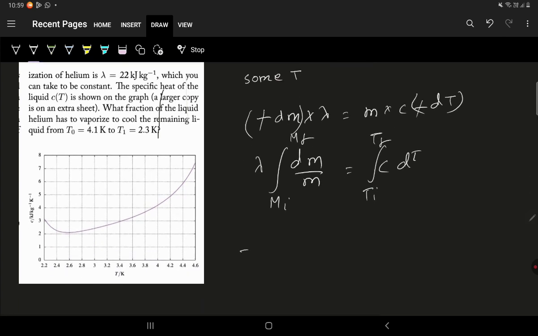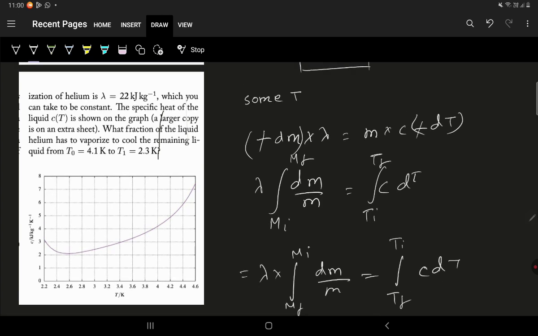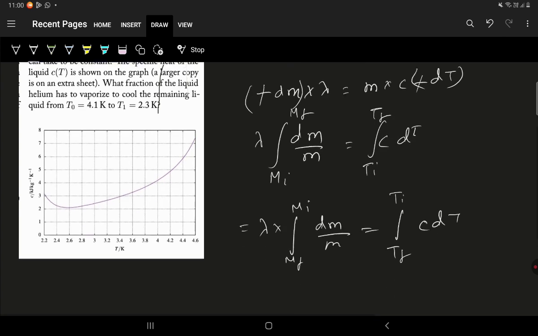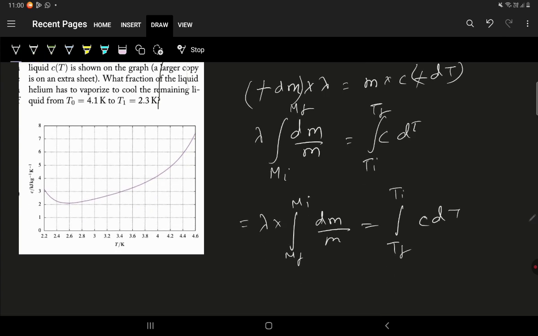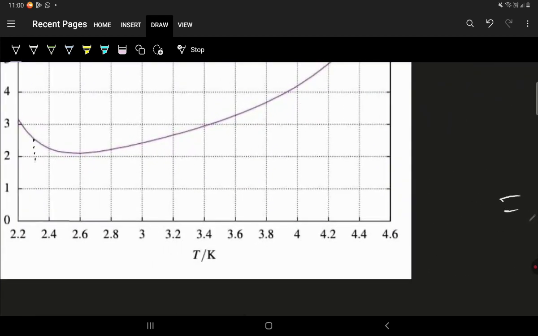You can also write it as lambda times the integral from final mass to initial mass of dm by m, equal to the integral from final temperature to initial temperature of c dT. The final temperature, as mentioned in the question, is 2.3 Kelvin, and the initial temperature is 4.1 Kelvin. So basically the integral of c dT refers to this area. Where is 2.3? I guess it's somewhere here, and 4.1 is somewhere here.